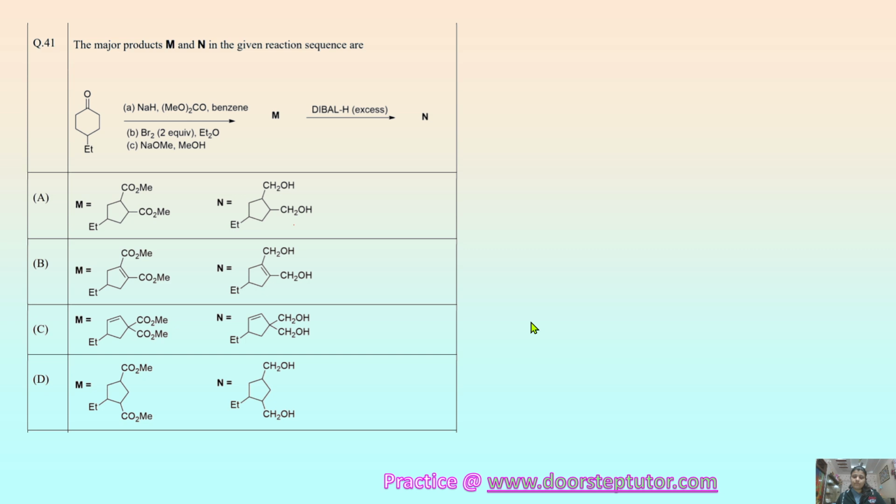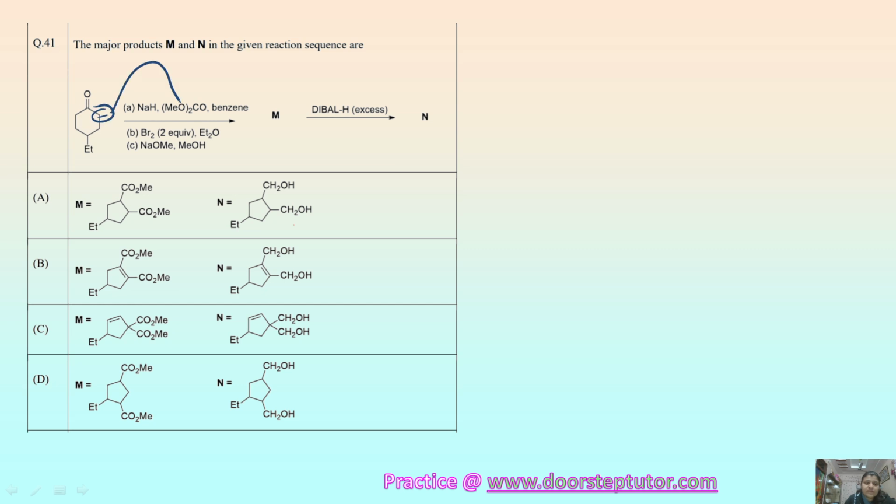Now it's a very important question. We have a base first of all, so we have Na positive and H minus. It will usually abstract the acidic hydrogen, the one nearest to the electron withdrawing group, so you are going to form the negative charge. So in the first step we get the negative charge here.